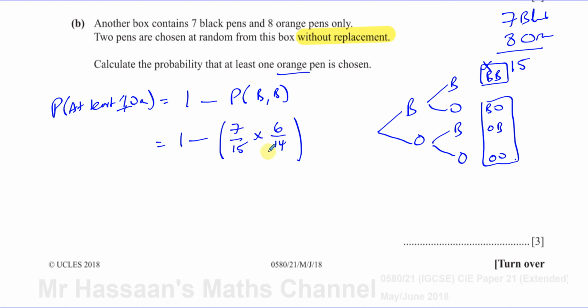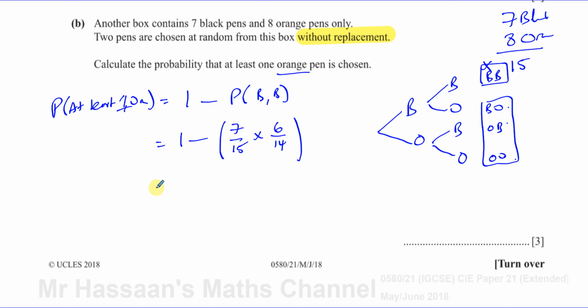All right, so now when I do 1 minus this, it would be the probability of everything other than picking 2 blacks, which means either 1 black first and 1 orange second, or 1 orange first and 1 black second, or both oranges. That means at least 1 orange. So this gives us a calculation which would involve adding these 3 together in a quicker way.